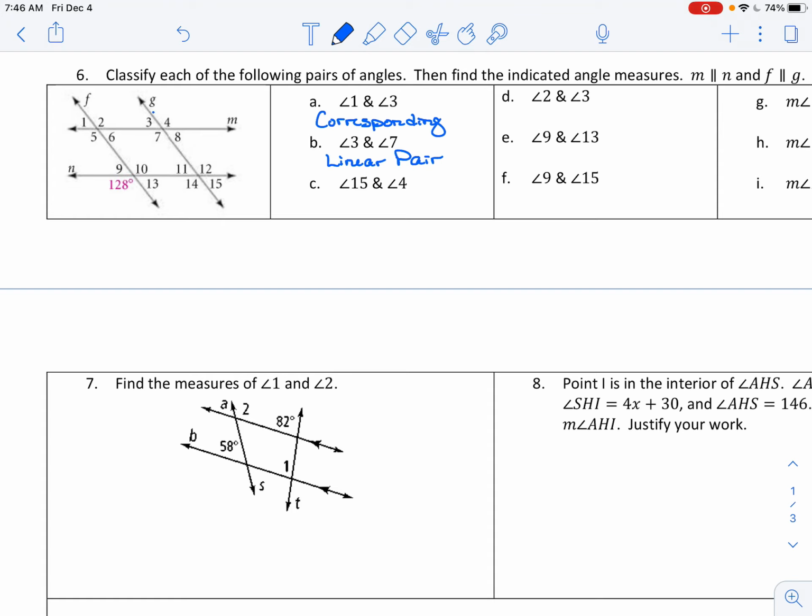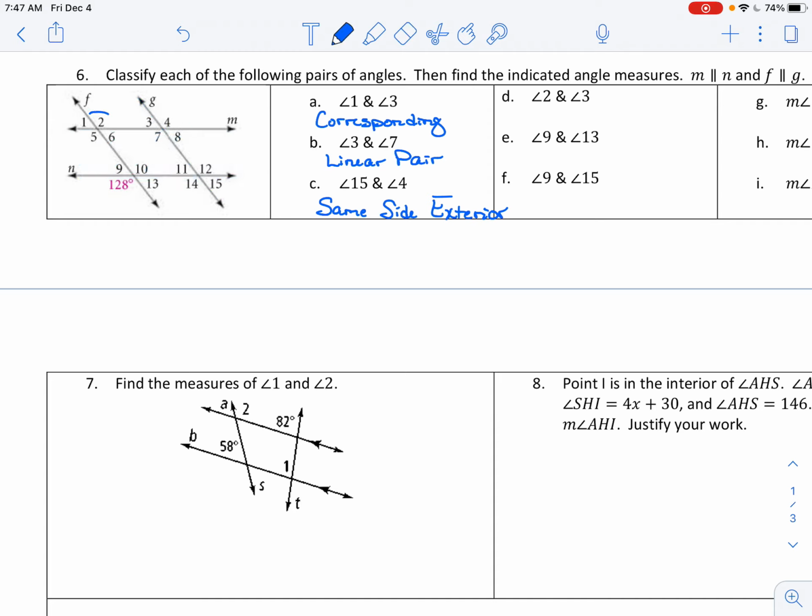Then 15 and 4. So 4 is here, 15 is here. They're not in the same spot because 4 is like the top right, 15's on the bottom right, but I said right. They're both on the same side of the transversal. But the 2 parallel lines of M and N, neither one of them are inside these lines. They are exterior angles. Those are same side exterior angles. So the measures should be supplementary.